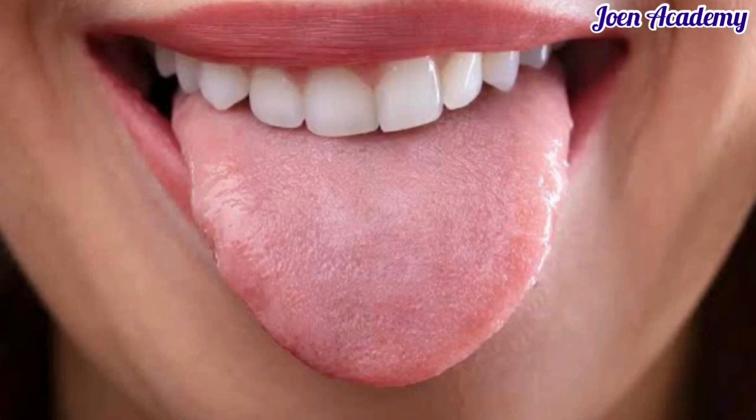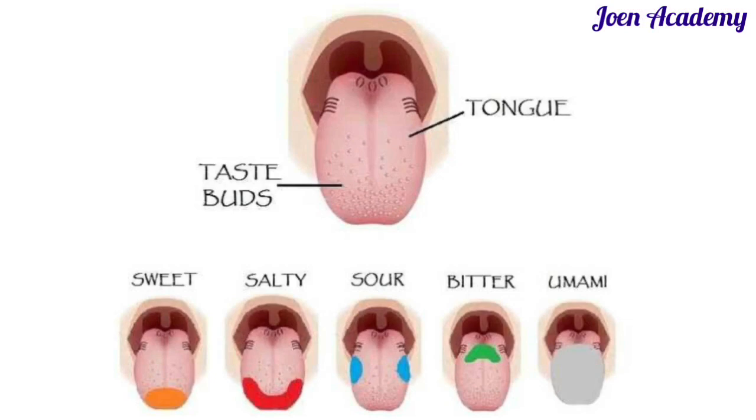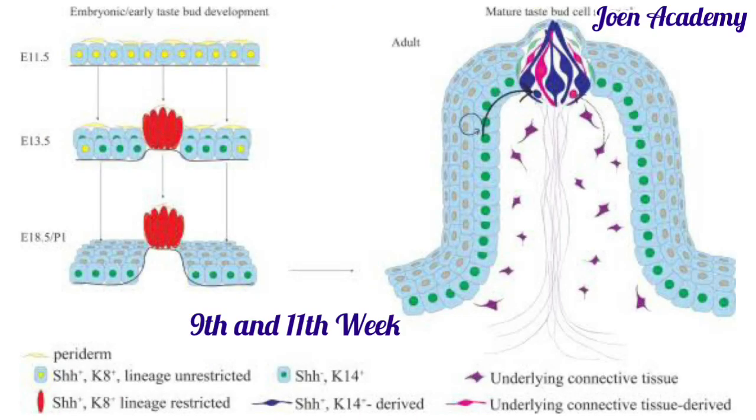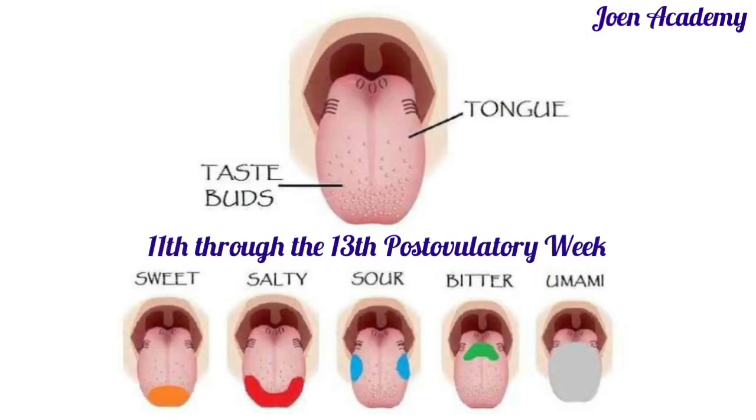At the 8th week of gestation, the very first sign of development of taste buds on the lingual epithelium occurs. Between the 9th and 11th week of gestation, many taste bud primordia, that is the early taste buds, develop. They differentiate into different cell types around the 11th through the 13th post-ovulatory week. During this period, taste pores also develop.